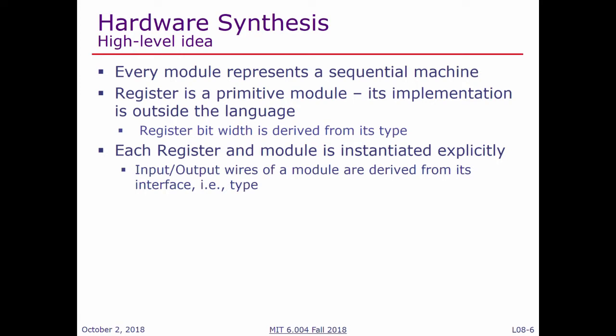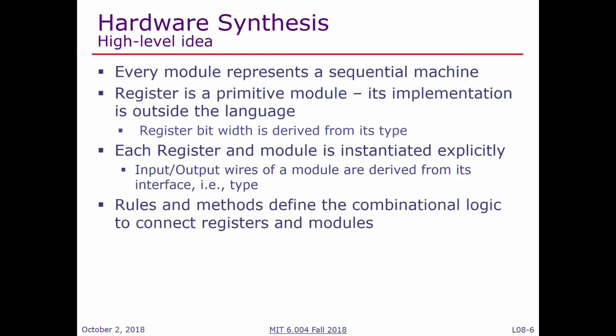And as we have said repeatedly, the interface tells us everything about the input and output wires of a module. Now, this is the part that people find slightly mystifying. You write these big rules, GCD rule or some method. They only define combinational logic.